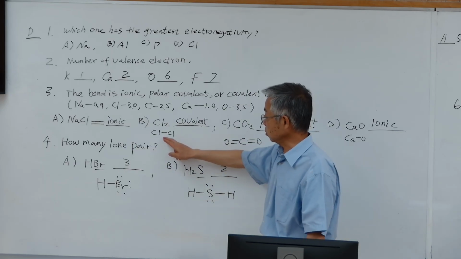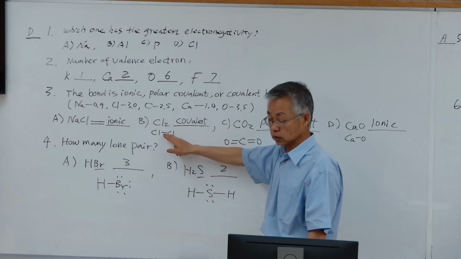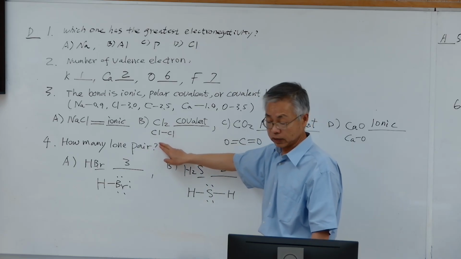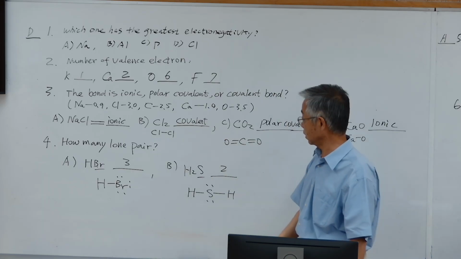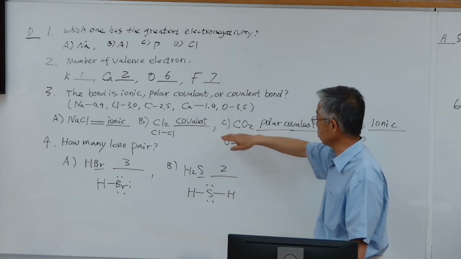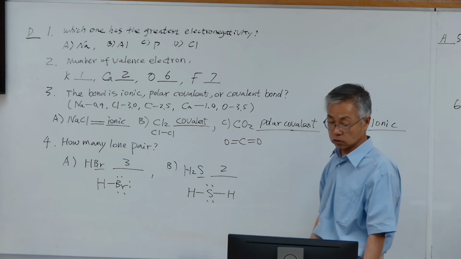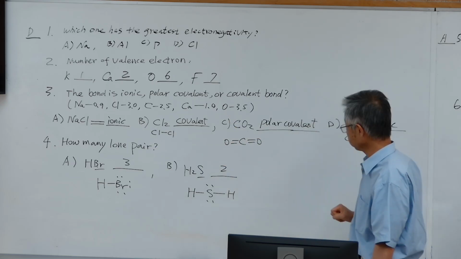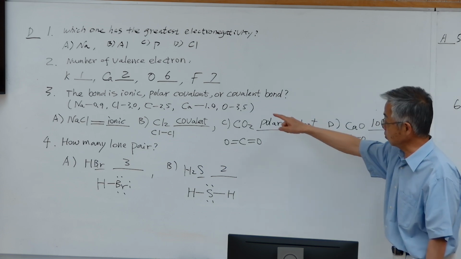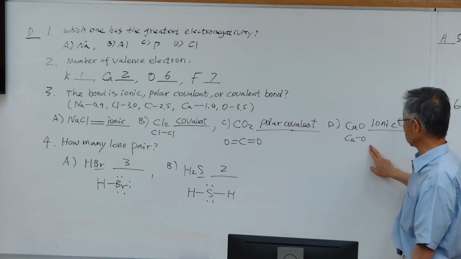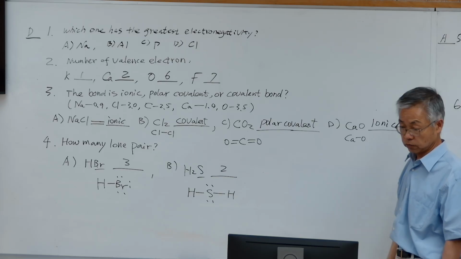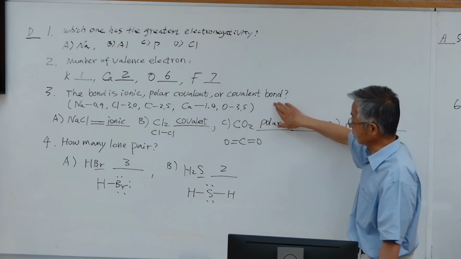The bond between chlorine, this is chlorine gas. There is a single bond there. These two are exactly the same element, so covalent bond. And the bond between carbon and oxygen, carbon 2.5, oxygen 3.5. Difference is 1. So this is a polar covalent bond. The bond between calcium and oxygen, calcium 1, oxygen 3.5. Difference is 2.5, greater than 2. So ionic bond. For me, I don't even need to use the electronegativity.